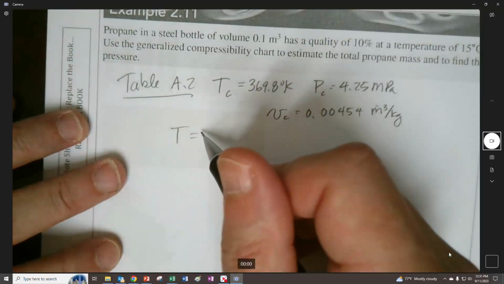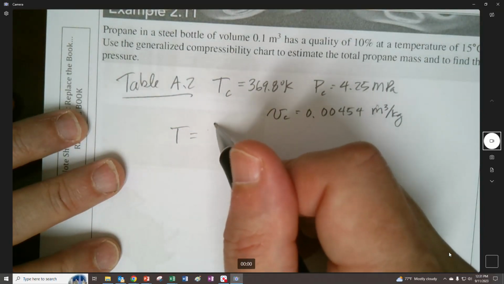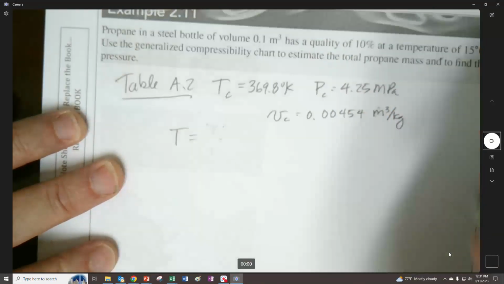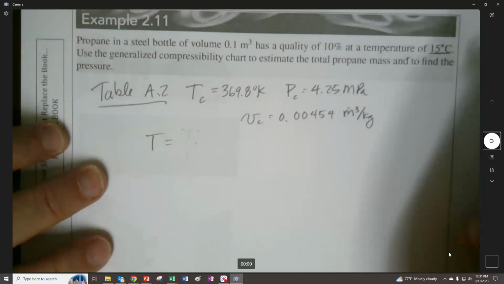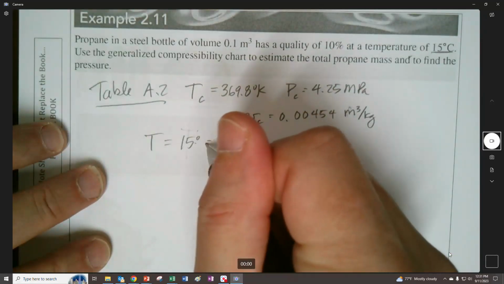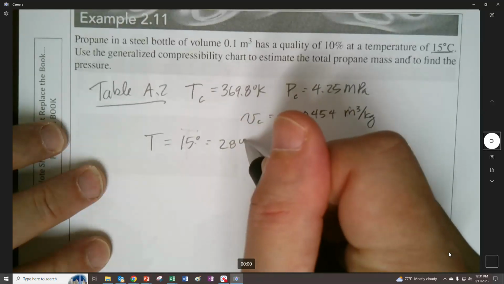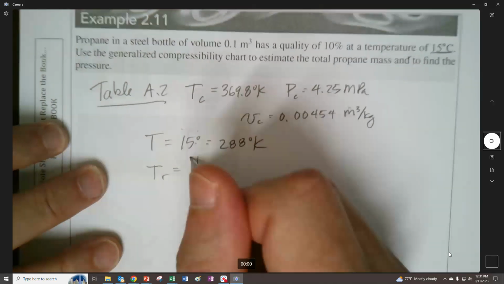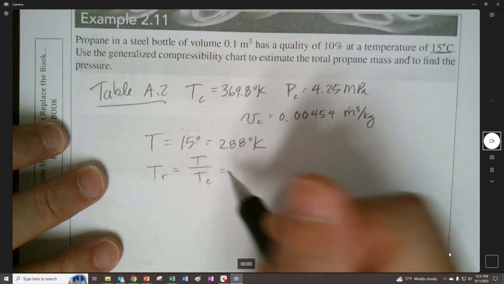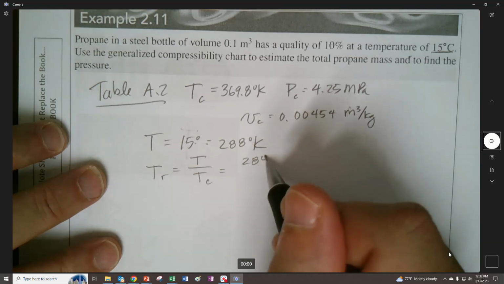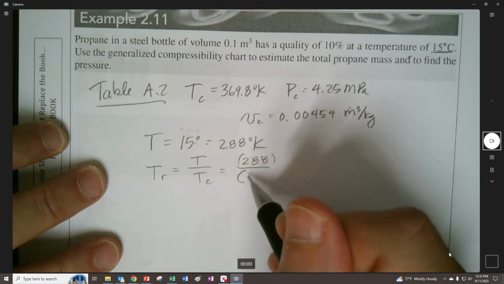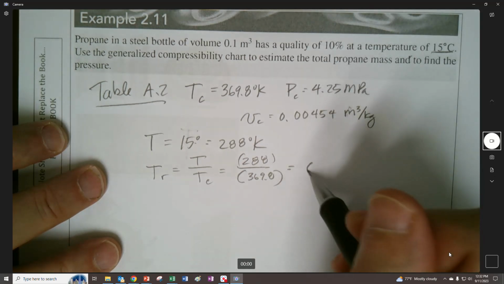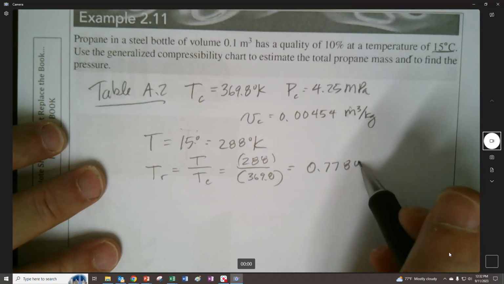All right, so our temperature is given. Should have written out the given. It is 15 degrees Celsius. That's the same thing as 288 degrees Kelvin. And so our reduced temperature is going to be the temperature divided by the critical temperature. So 288 divided by 369.8, and we're left with 0.7788.